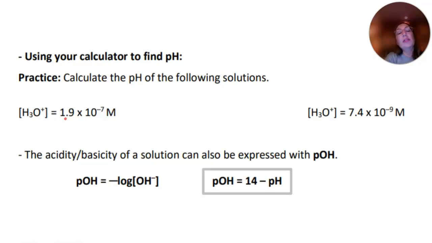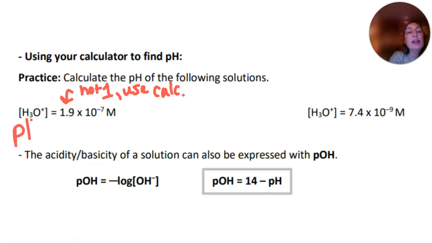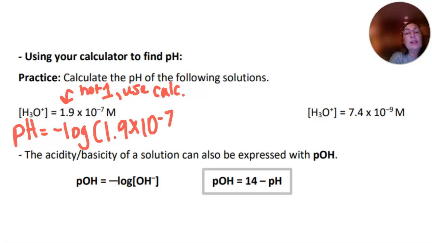Now look at this: H3O plus equals 1.9 times 10 to the minus 7. Some people might just put 7 here, but that would be incorrect because this is not a 1. So anytime that your first number here is not a 1, you're going to have to break out and use your calculator. You're going to have to actually calculate the negative log. So pH equals the negative log of H3O plus, or the negative log of 1.9 times 10 to the minus 7. We could do this one on the calculator together.